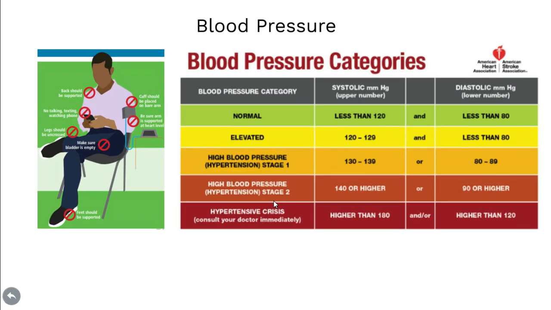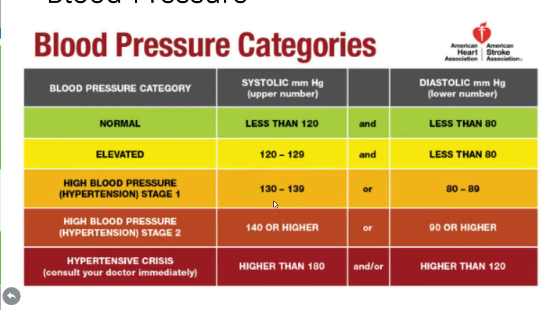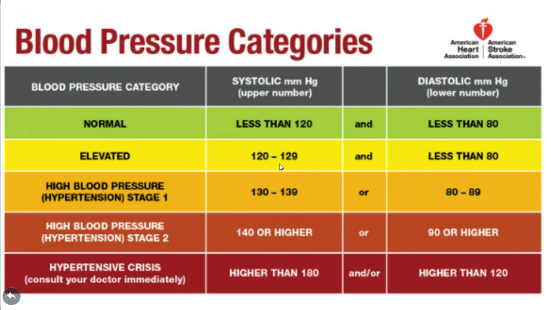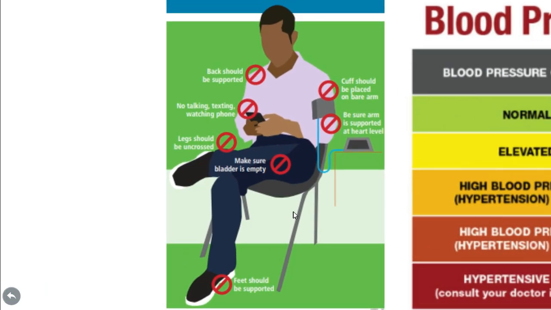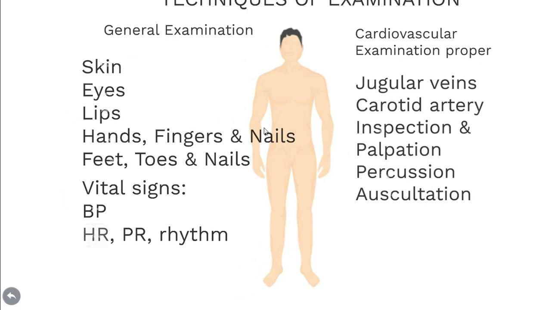For the blood pressure, just to tell you that 120 over 80 is already considered elevated, and a patient with 130 over 80 is already at stage 1 hypertension. Stage 2 hypertension is if your BP is 140/90 and above. So you just need to avoid those things: holding a cell phone, and no support of the arms.